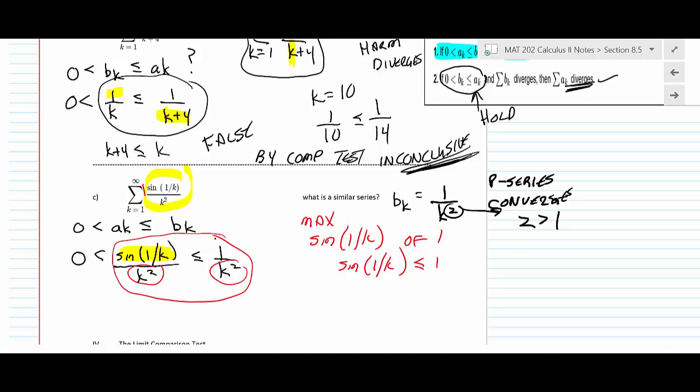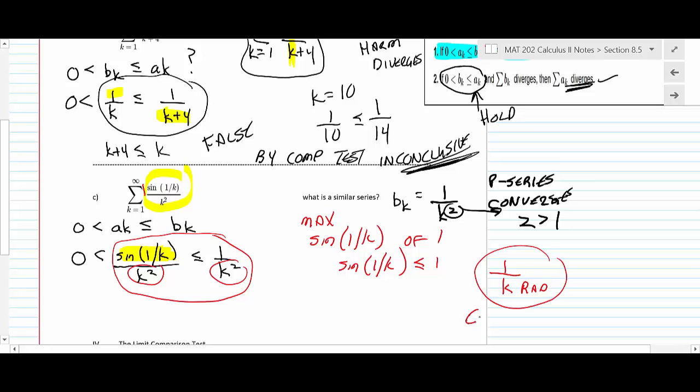Now, if you look at the sine of 1 over k, well, k is always a positive number, and this would always be in radians. One thing you have to think about is that if you take a reciprocal of k radians, you would always be in a certain quadrant, if you think about that.